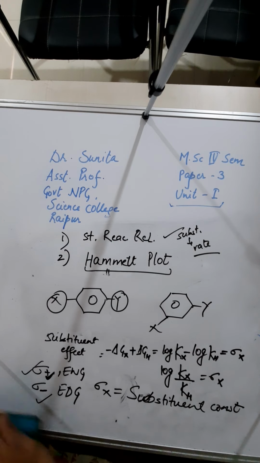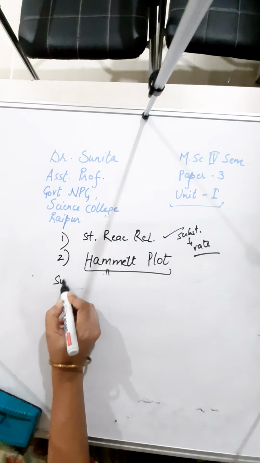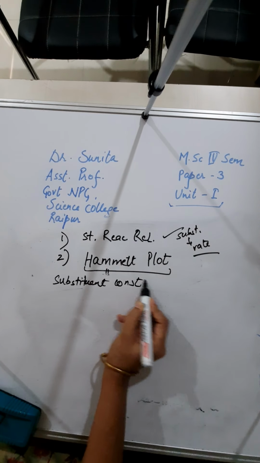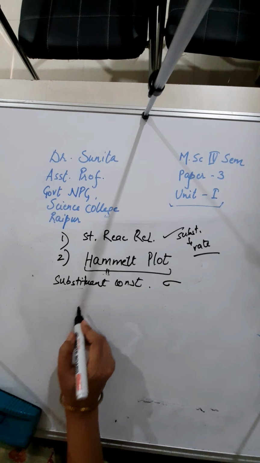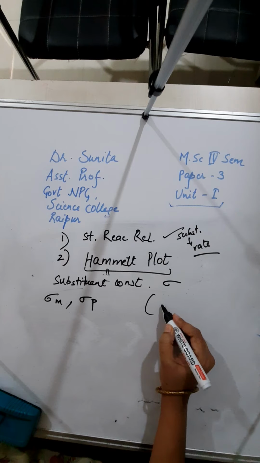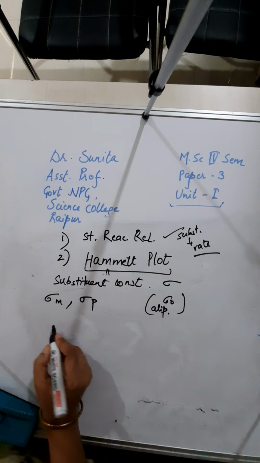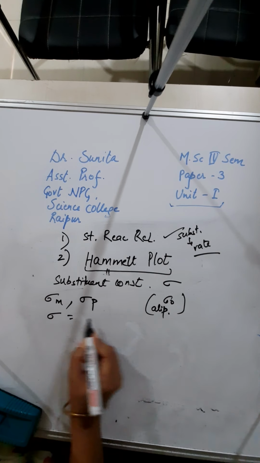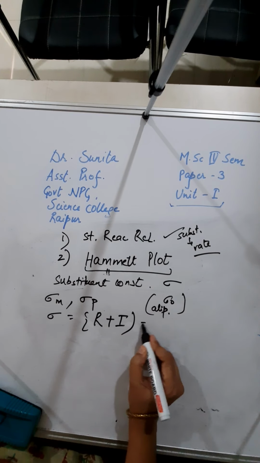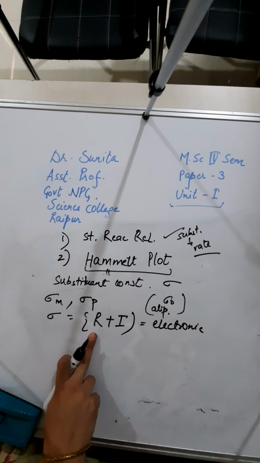So now we come to the substituent constant, which is shown by sigma. It is given for the para and the meta only, not for ortho or aliphatic. Sigma is the collective measure of the resonance and inductive effect. That is the summation of total electronic effect, which constitutes the resonance and the inductive effect.